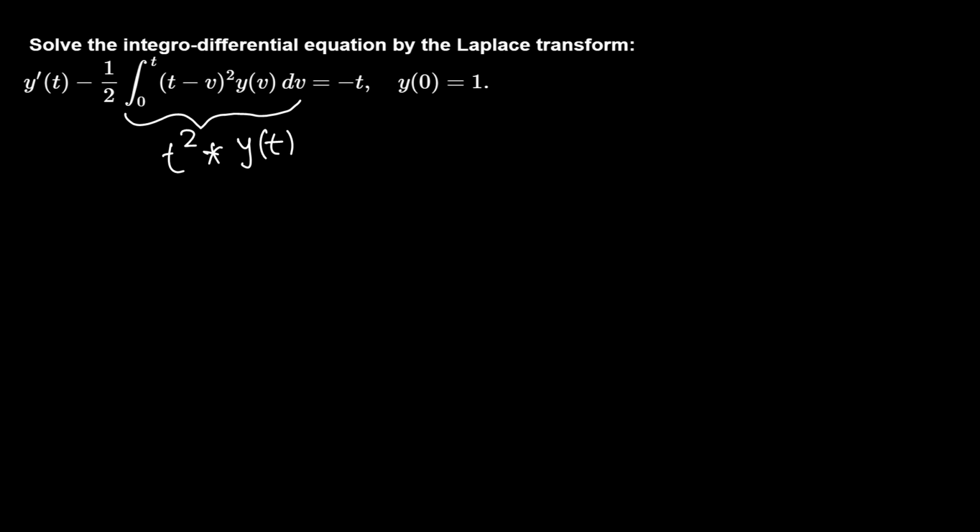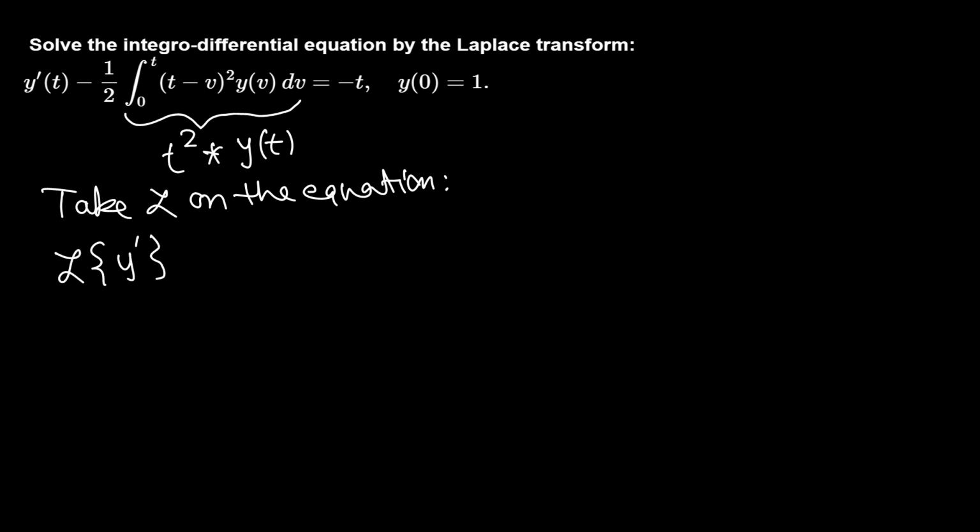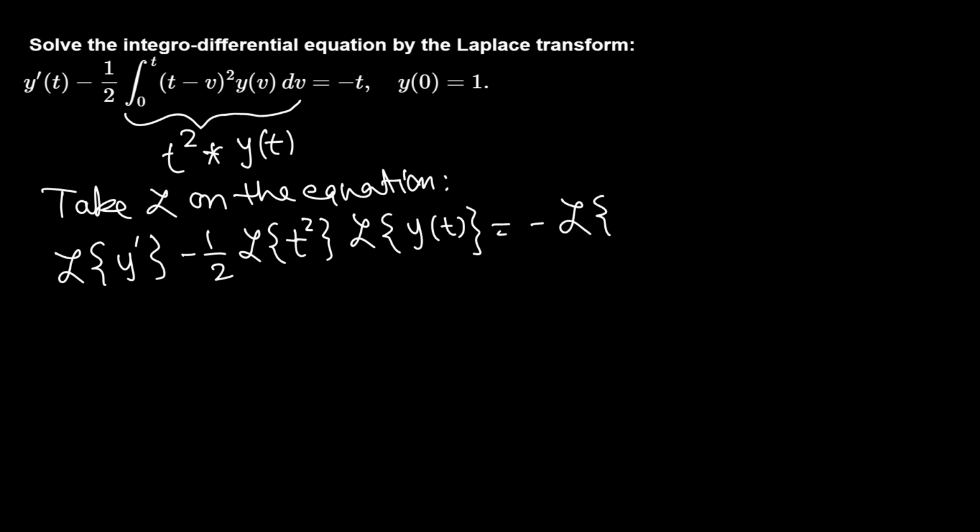So let's take the Laplace transform of this equation. This is Laplace of y prime minus 1/2, and we know that Laplace of a convolution is just the product of the Laplace transforms. So Laplace of t squared and Laplace of y(t) is equal to negative Laplace of t. We're going to find these Laplace transforms in the next line.